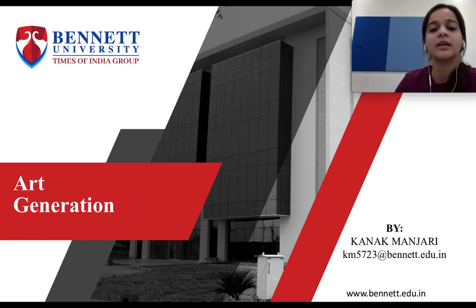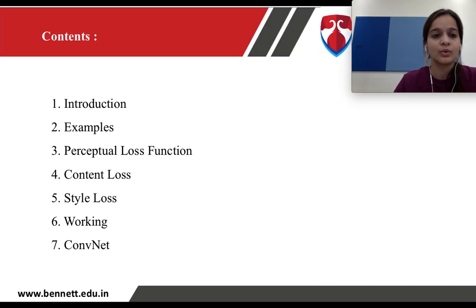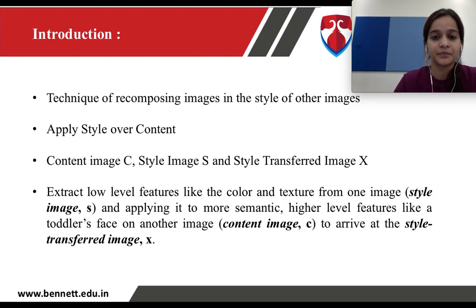So in this video of mine, I'm going to discuss the topic art generation. Art generation is basically the area of style transfer. In this, I'm going to transfer the style in images. These are the contents which I'm going to discuss in this video: the introduction, the example, what's perceptual loss function, what content losses, what style losses, its working, and about convolution network. Okay? So first of all, what is art generation?